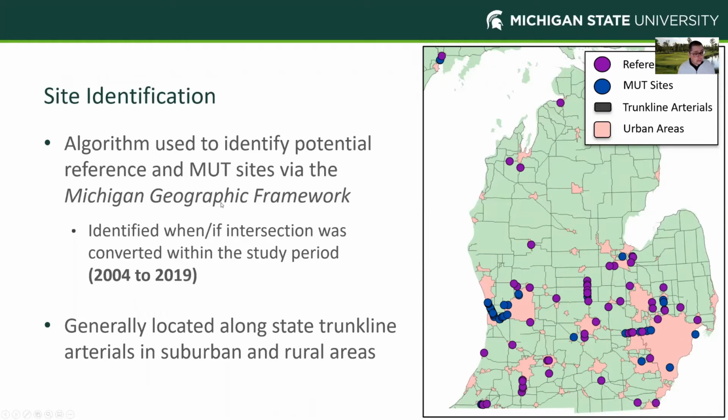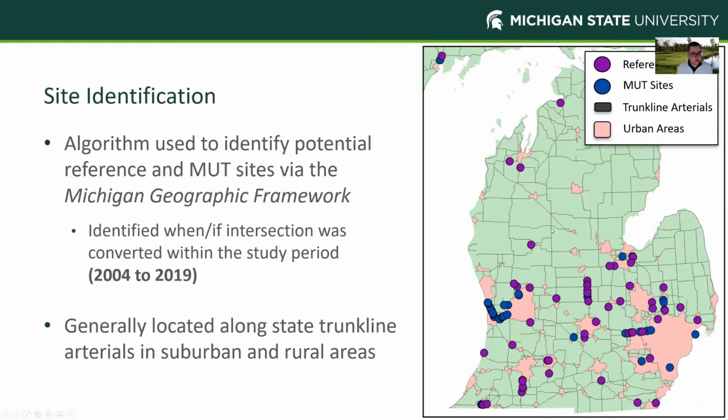On top of identifying where they were, we also need to identify when or if they were converted during the study period, which was 2004 to 2019. There are cases where I don't have pre-conversion data because, as I mentioned, they've been in place for several decades in some instances. So we do have some examples with before and after, but just recognize there are also some sites that we only have post-conversion data. And I'll cover that when we get to the analytical methods.